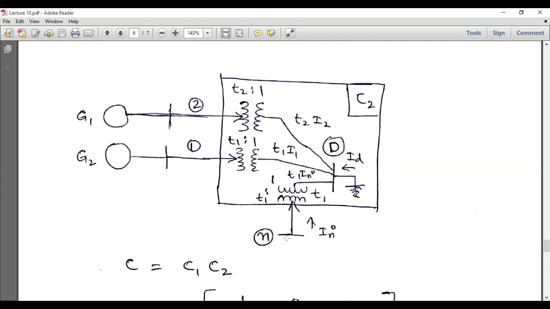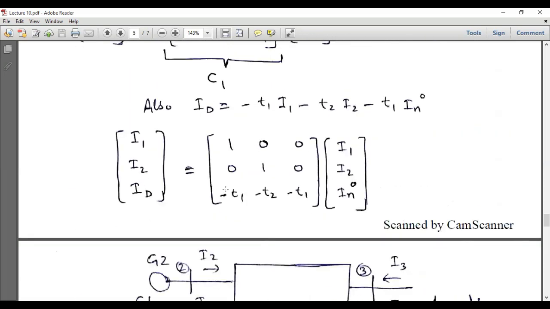So this is our neutral bus, and the current entering from this bus is equal to IN node. And here again, this will be equal to T1 ratio 1 transformer. At the secondary of this transformer, we will have a current equal to T1 IN node. So these three currents will merge into this node, and we will have ID over here that will be actually flowing into this bus.